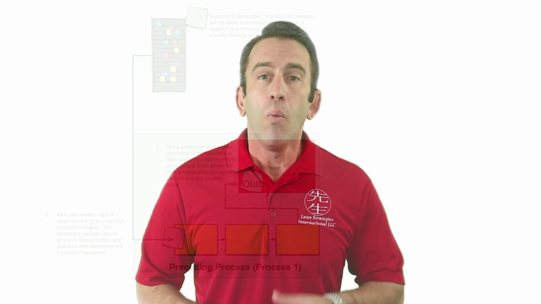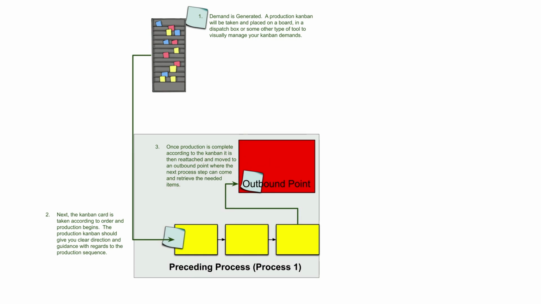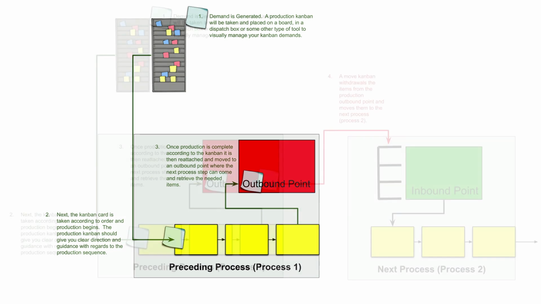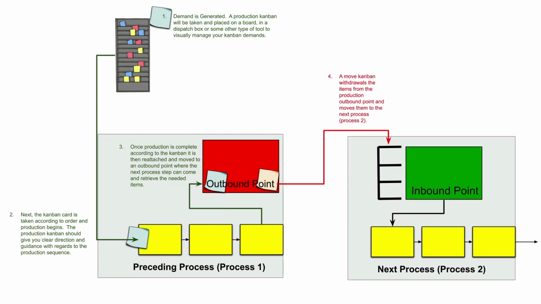In other words, your process may make a wide variety of parts for other processes. The Kanbans should be produced in the order that they are placed on the board or in the dispatch box. Once production is complete, according to the Kanban, it is then reattached and moved to an outbound point where the next process step can come and retrieve the needed items.